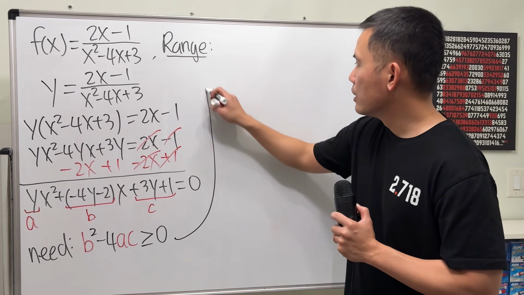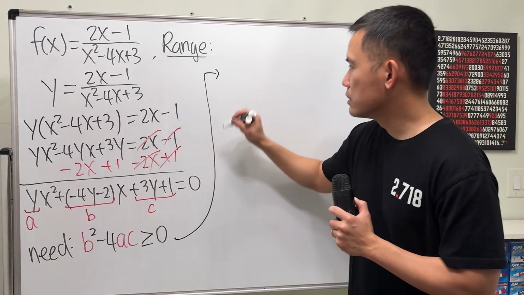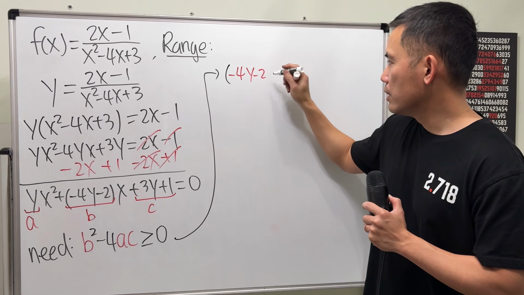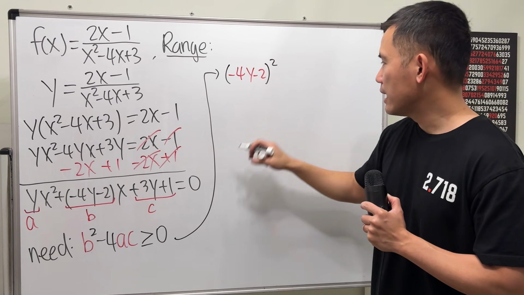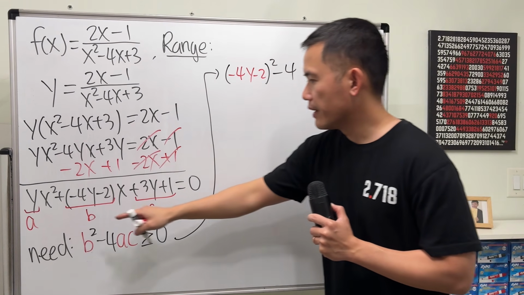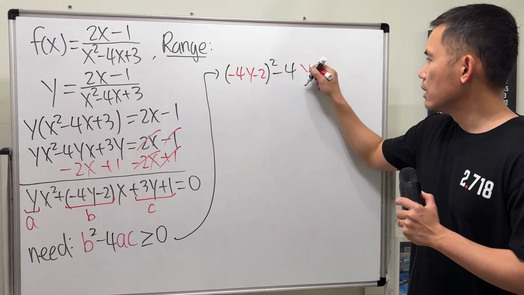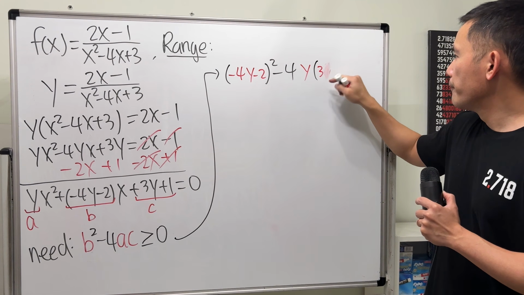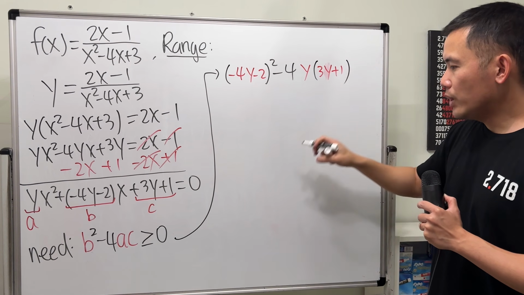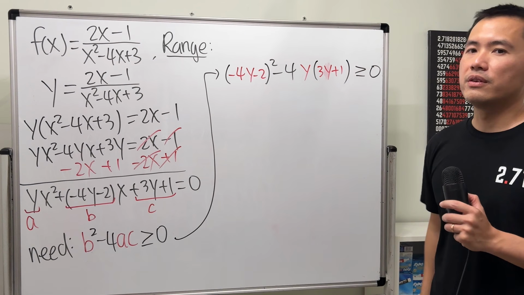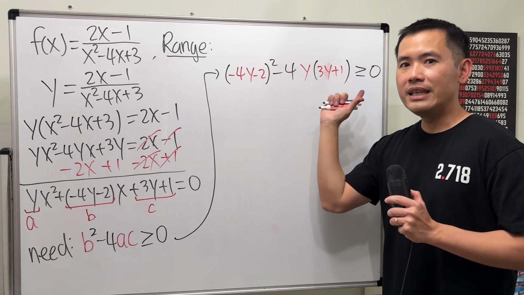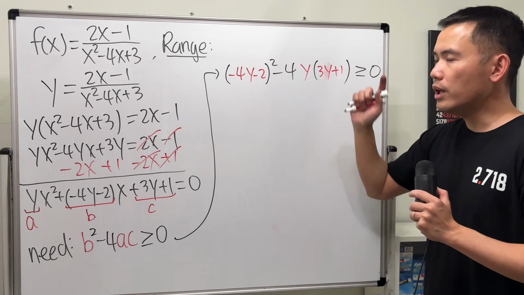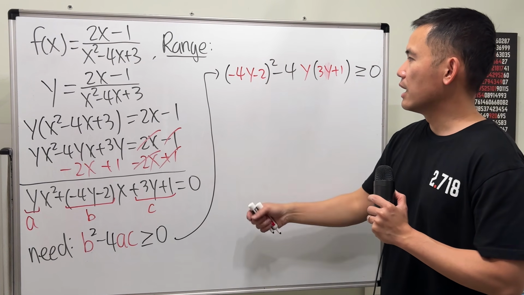And then you can see that b squared is this, so that is negative 4y minus 2, and we will have to square that, and then minus 4ac. A is the y, and then c is 3y plus 1. And we have to make it non-negative. So now we have an inequality in terms of y, and that will tell us the condition for the y, and that will give us the range. So now let's multiply this out.